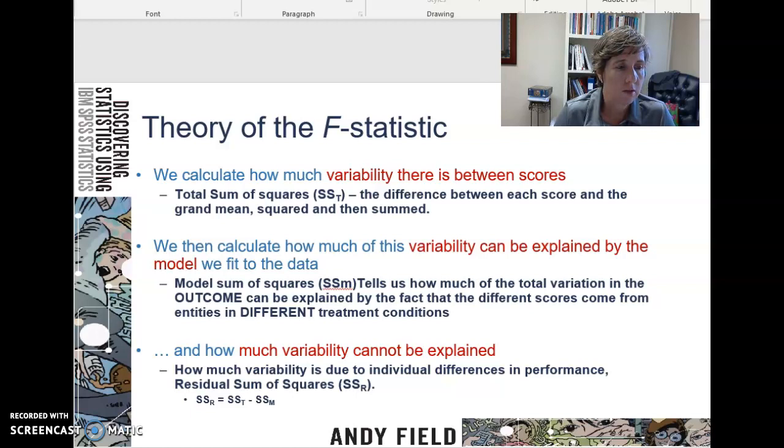You also can determine the model sum of squares, and it tells us how much of the total variation in the outcome is explained by the fact that the scores come from different groups. Okay, so we've got total variation, then we've got variation that comes from each of the groups, because remember, now we're looking at the differences across the groups. And then lastly, you've got your residual sum of squares, which is how much variation is not explained by the model, because you are going to have variation in your scores. You're never going to measure perfectly, so how much error is there in those scores.